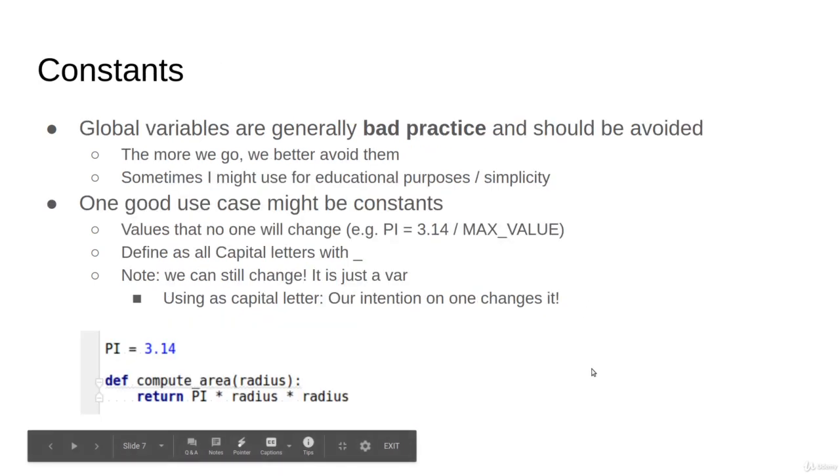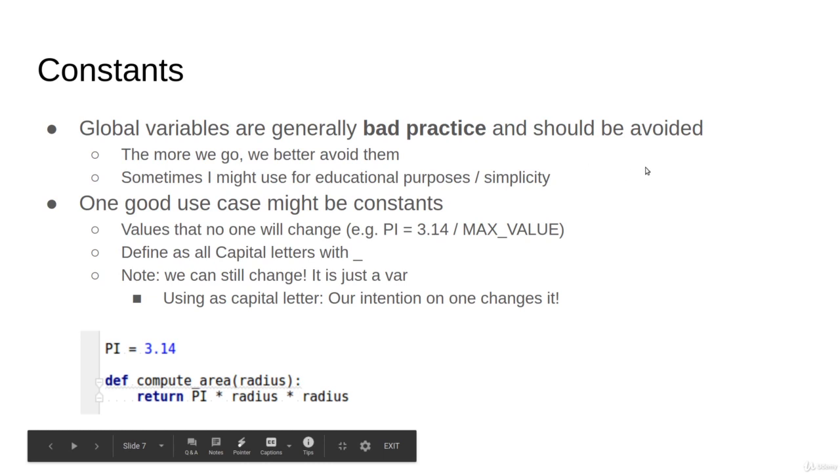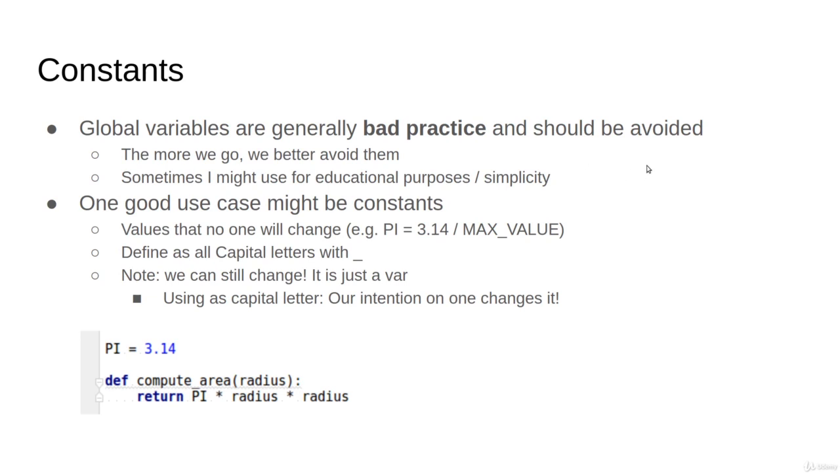The last thing that we would like to discuss is what we call constants. First of all, the more we go during the course, you will know that using global variables is a very bad practice, and it causes problems and conflicts of names and so on. Sometimes I use them either for simplicity or for educational purposes, but in practice we don't use them. One good use case for global variables is what we call a constant. A constant is a value that no one has an intention to change.